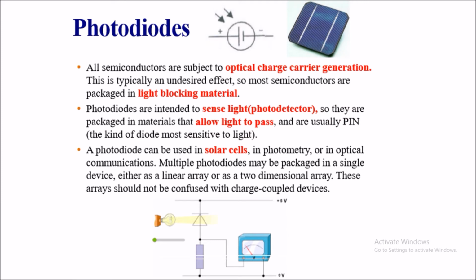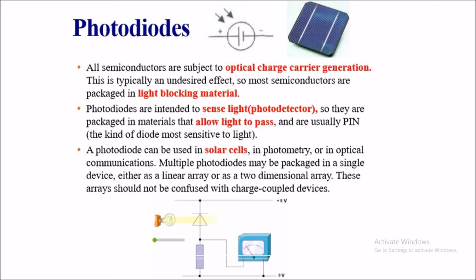Sixth type is photodiodes. All semiconductors are subject to optical charge carrier generation. This is typically an undesired effect, so most semiconductors are packaged in light-blocking material. اغلب كل السيمي كوندكتورز وكل الدايدز اللي قلناهم قبل كده دول بيتحطوا في باكج تمنع الوصول الضوء عشان ما يأثرش على الجنكشن ويأثر على الاداء بتاع الجنكشن اور الدايود.